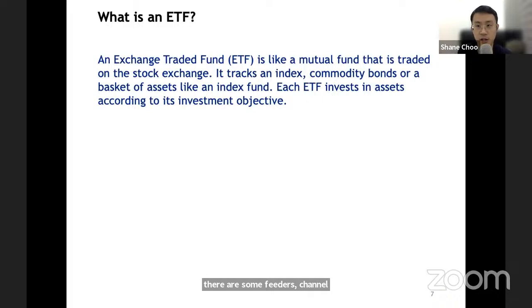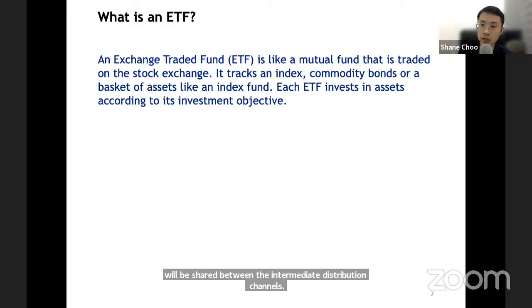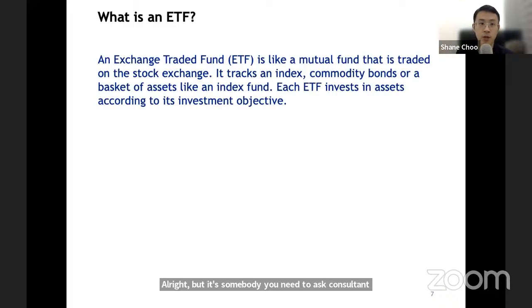So the initial sales charge is typically up to 5.5%, and this will be shared between the intermediary distribution channels. For example, the unit trust consultant who serves you, or the licensed financial planner who recommended the funds to you. So they will be shared between the fund house and the distribution channels, right? So this is going to be the case.